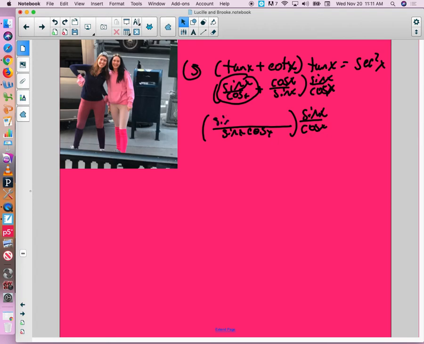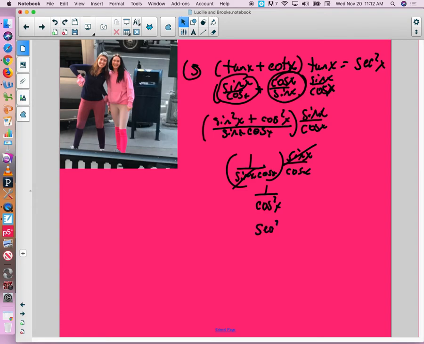What do you have to multiply this by to get that common denominator? Sine. So would that be sine squared? What do you have to multiply this by? Cosine. What's sine squared plus cosine squared? 1. Over sine x cosine x. And now what can I do? Cross out the sine, and what's 1 over cosine squared? What's 1 over cosine? So that would be secant squared.